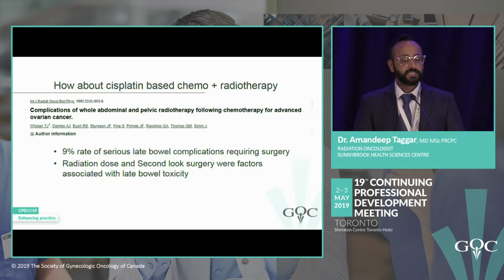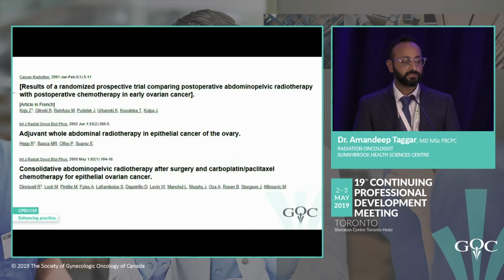So by this time, in the late 90s or early 2000s, radiation completely fell out of favor in ovarian cancer. Radiation oncologists essentially just continued to work through it. There were multiple publications in 2001, 2002, 2005. How can we use radiotherapy if not as a first line after debulking surgery or in combination with chemotherapy, maybe in patients who relapse after chemotherapy? That's where we need to go.